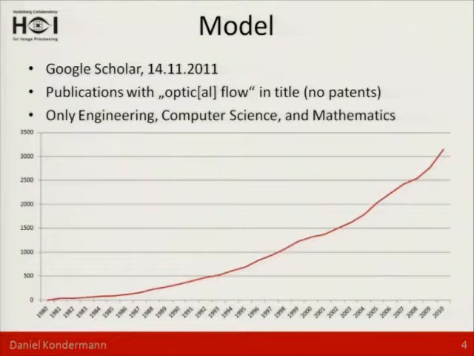So why I'm talking about optical flow all the time, looking at how many publications we have in the past years. Everything started around 1980, and every 10 years the number of publications doubled. It's exponential growth. I've been searching only for optical flow, no patents, only in optical engineering, computer science, and mathematics. So it's a Google Scholar search. And you will see right now we are at about 3,000 publications. The question is how many of these publications matter, how many of them are useful or meaningful for us.